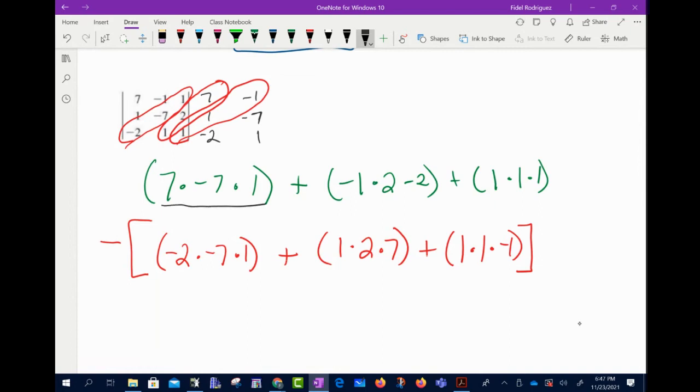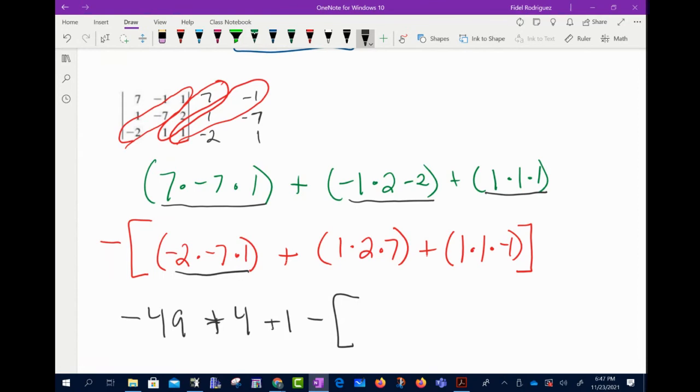7 times negative 7 times 1, that is a negative 49. Plus, let's see, negative 1 times 2 times negative 2, that should give me a positive 4. And then 1 times 1 times 1 is still 1. Okay. Minus, now I'm going to put all this part in my brackets.